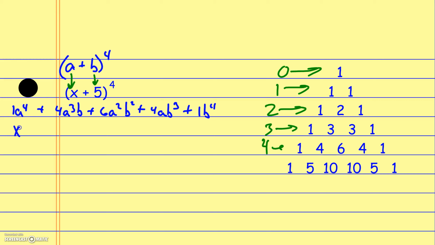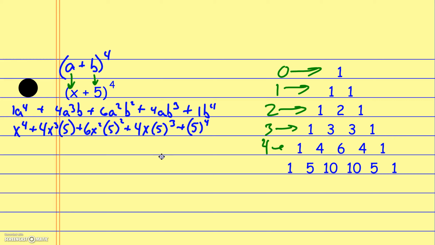So here, this is going to be an x to the 4th plus 4x to the 3rd times 5 plus 6x to the 2nd times 5 squared plus 4x times 5 to the 3rd plus 1 times 5 to the 4th power. Okay? And so what I have here is basically just a couple pieces that I need to simplify in terms of multiplying this out.